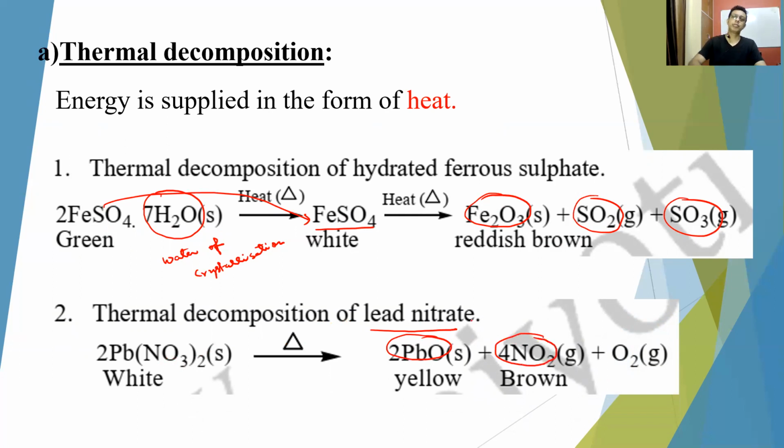Now in exams, a question may be given like this: a green color compound, which on heating becomes white and on strong heating becomes brown. Identify the compound and write the reaction involved. So you have to write the heating of ferrous sulfate. Then another question which is asked in the exam is: a white compound on heating becomes yellow and releases a brown color gas. What is the compound, and write the reaction. So you have to write about lead nitrate decomposition.